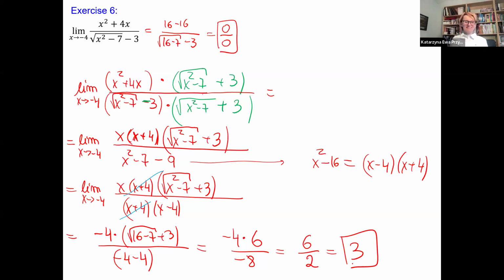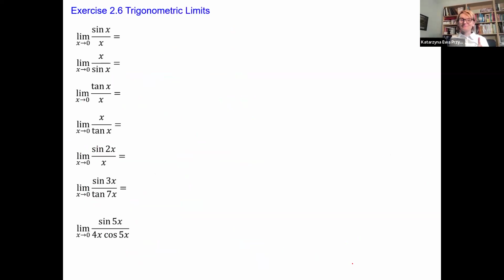Okay, beautiful algebra. Okay, let's keep working. Section 2.6, trigonometric limits. Let's check if we know. Did you check that limit? What is the limit number 1, 2, 3, 4, 5, 6, 7? As x approaches 0, sine of x over x is 1. Please check, because I'm using the squeeze theorem to prove this. We don't really have to know the proof, but it's nice to see where this comes from.